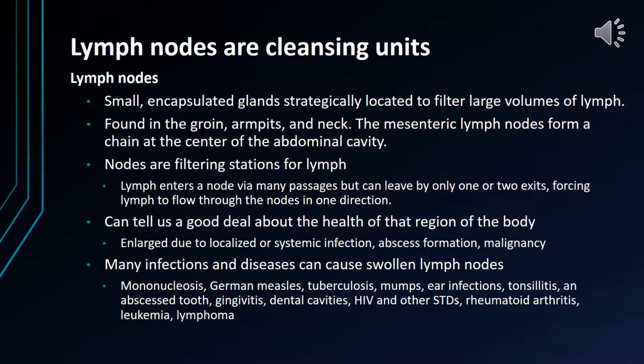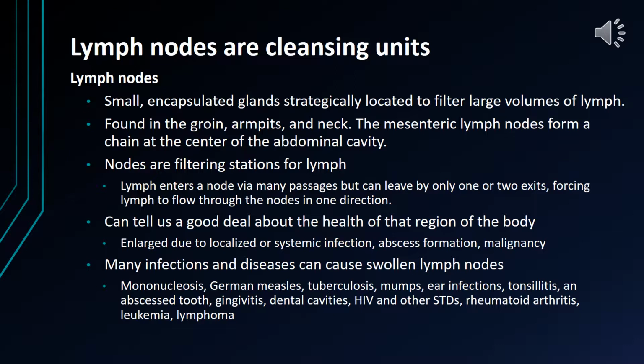The mesenteric lymph nodes form a chain at the center of the abdominal cavity. And these nodes act as filtering stations for lymph. Lymph enters the node via many passages, but can only leave by 1 or 2 exits, which forces the lymph to flow through the nodules in one direction.